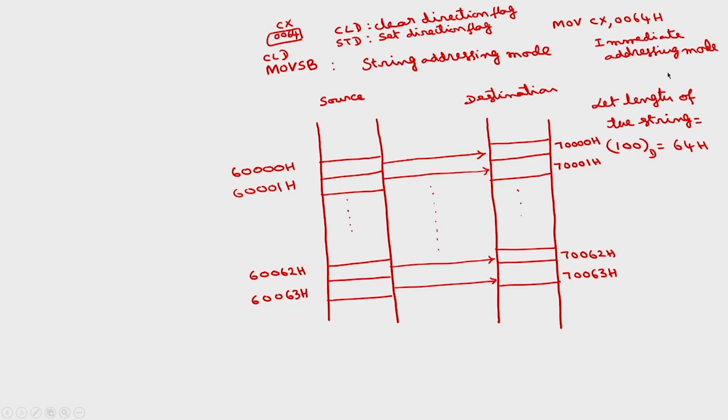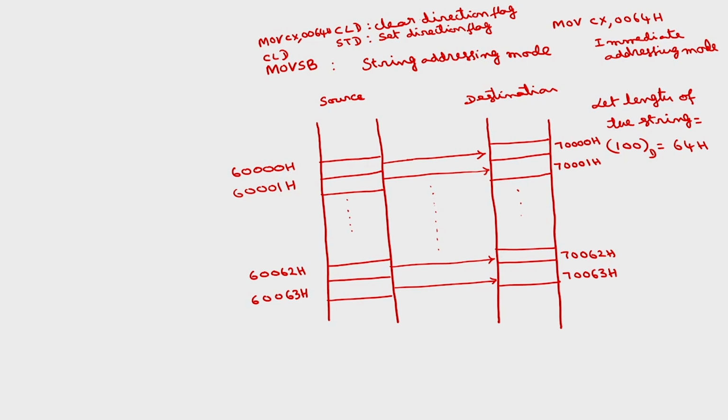So, I can write here simply, this operation is nothing but move CX comma 0064. So, these three instructions are enough, then automatically the contents of this will be transferred to here, this will be transferred to here, this to this. So, on up to 60063H to 70063H. So, by simply writing the three instructions, a string of data will be transferred.